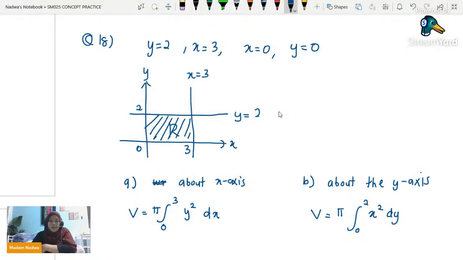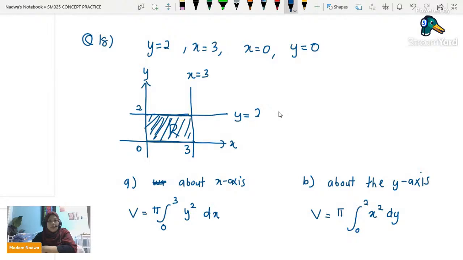Ini baru formula. Tapi limit kita dah masukkan. Now, we have to find what is our Y and what is our X. Okay. So, untuk dx tadi from 0 ke 3, so dia di bawah garisan sebab dia based on sini kan. So, maksudnya dia di bawah garisan inilah.